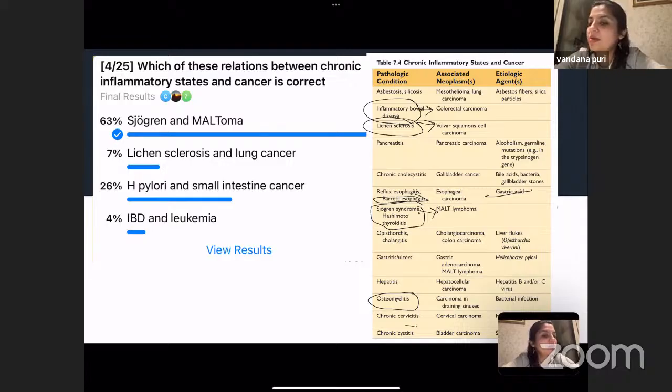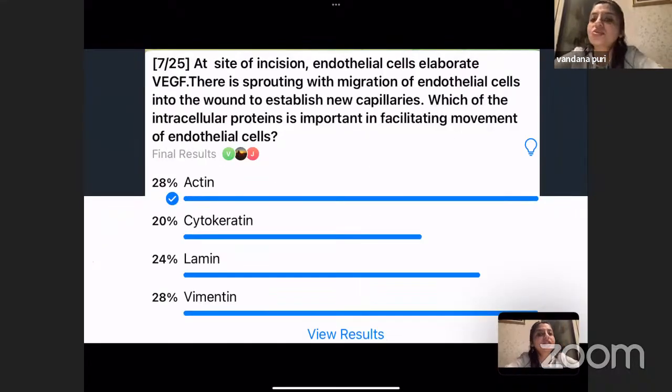Apart from that, you should remember that schistosomiasis and the chronic inflammation by schistosomiasis typically cause bladder cancer, and it is squamous cell carcinoma of the bladder. Normal bladder cancer is transitional cell carcinoma, but if you're getting squamous cell carcinoma of the bladder, always think of schistosomiasis. Let's go to the next question.